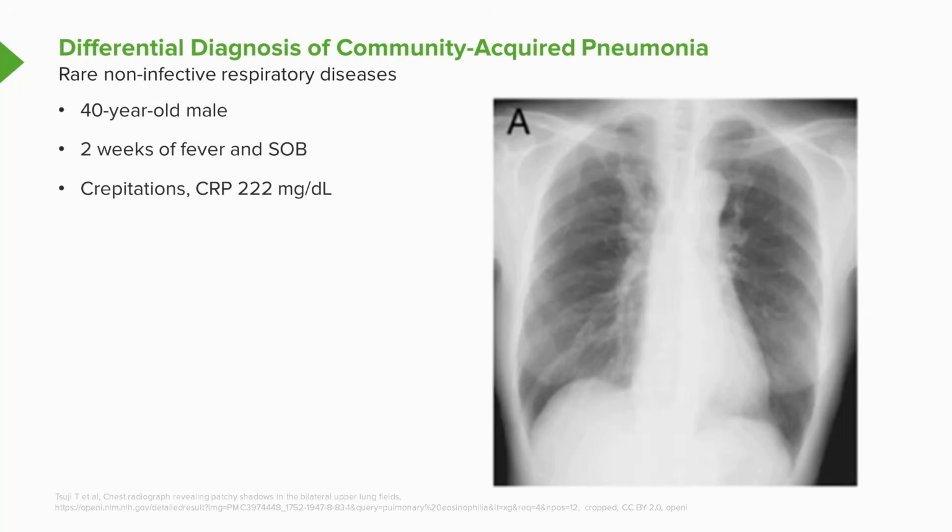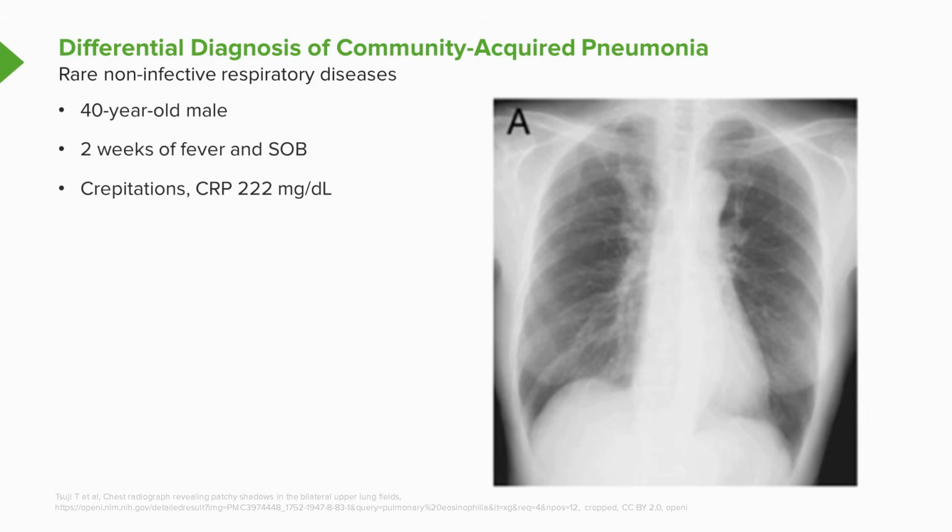So, for example, this is a patient, a 40-year-old man. He's had 2 weeks of fever and breathlessness, and a C-reactive protein shows there's quite active inflammation, with a CRP of 222. Now, not unreasonably, he's been treated with antibiotics because it's thought that he may have an infection, a pneumonia, but he's not getting better.